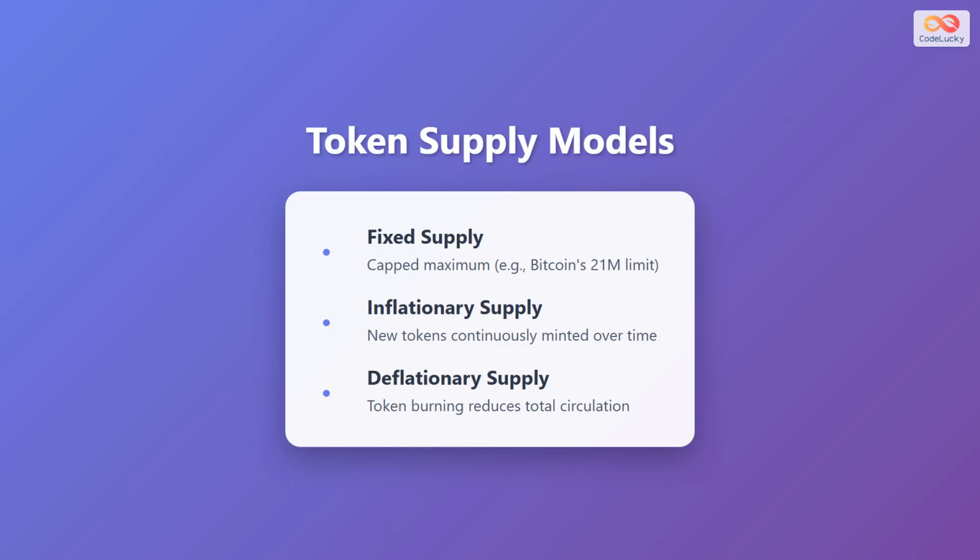There are three main token supply models. Fixed supply means there is a capped maximum number of tokens that will ever exist, with Bitcoin's 21 million coin limit being the most famous example. Inflationary supply involves new tokens being continuously minted over time, gradually increasing the total supply. Deflationary supply uses token burning mechanisms where tokens are permanently removed from circulation, reducing the total supply and potentially increasing scarcity.